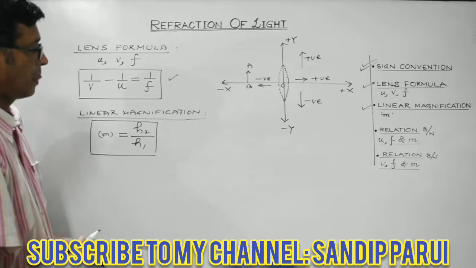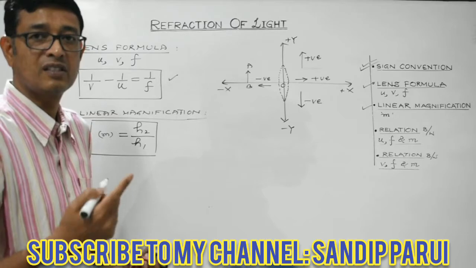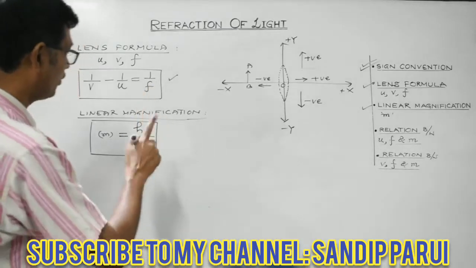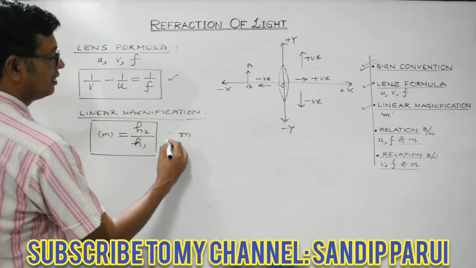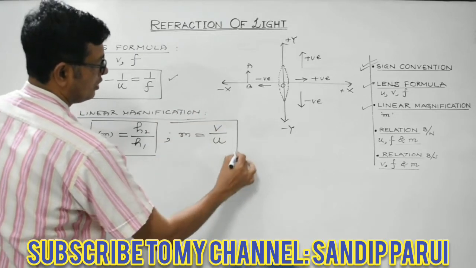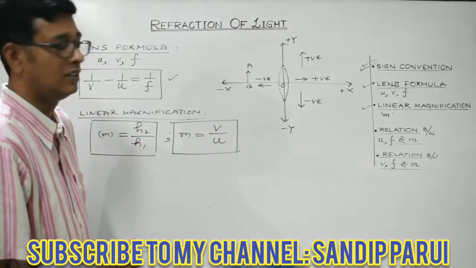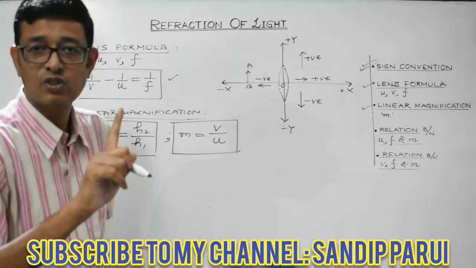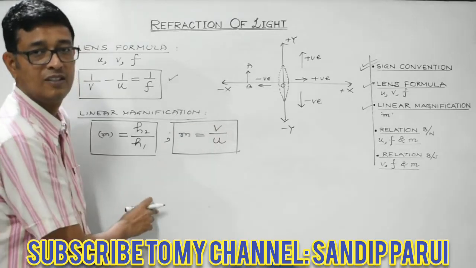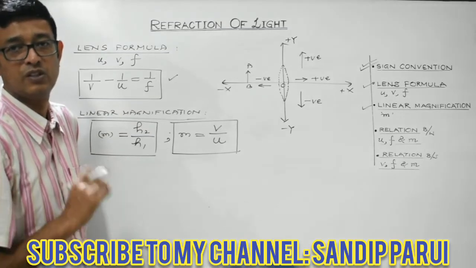Now look, in the case of mirrors, students, you must remember linear magnification in terms of image and object distance is given by m equals to minus v by u. But in case of lens, linear magnification in terms of image and object distance is given by v by u. This also we will try to verify mathematically, right? So students, there shouldn't be any sort of confusion. In the case of mirrors, linear magnification is minus v by u, while in the case of lens, linear magnification is plus v by u, right?